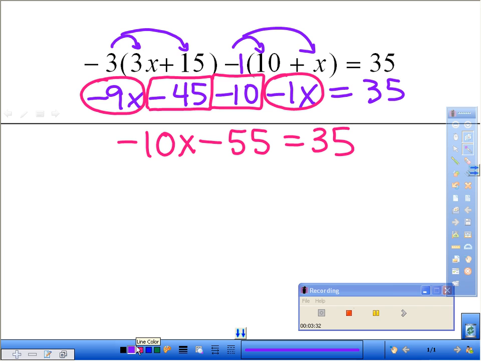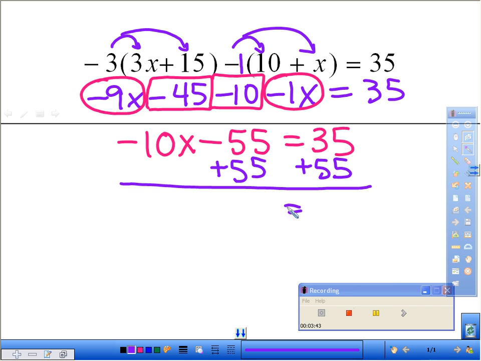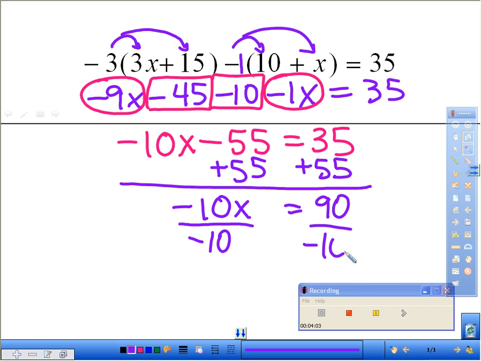So to get rid of -55, I'm going to add 55. If I do that to the left side, I have to do the same to the right side. Bring down my equal sign. On the left side, I'm left with -10x, and on the right side, I am left with 90. The fourth and final step is to either multiply or divide. To get rid of multiplying by -10, I'm going to divide by -10. So I must do the same thing on the right side. My -10's cancel out, and I'm left with x equals -9.